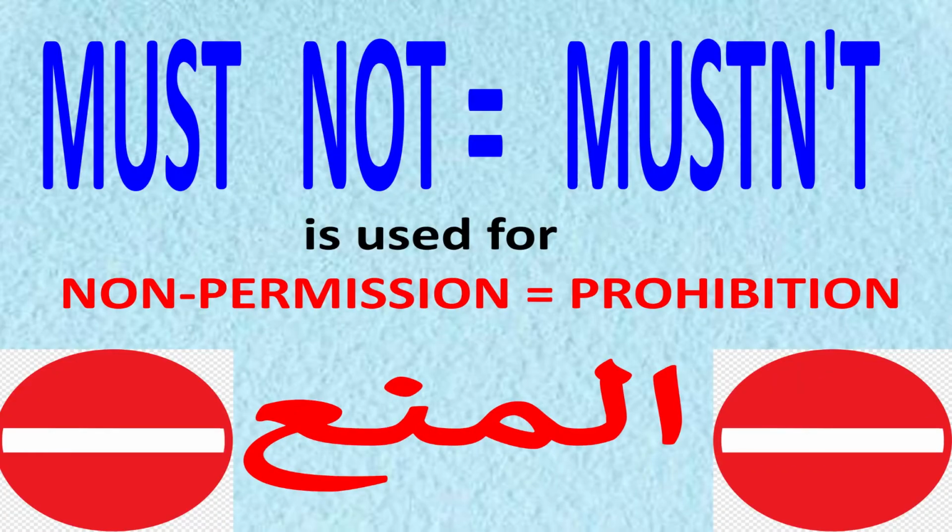Now, in the negative, la forme négative must not, ce qui est la même chose que mustn't, is used for non-permission or prohibition. Alors c'est pas permis, c'est défendu. ممنوع غير مسموح. هذه هي الفكرة كتعبر عليها must not or mustn't.